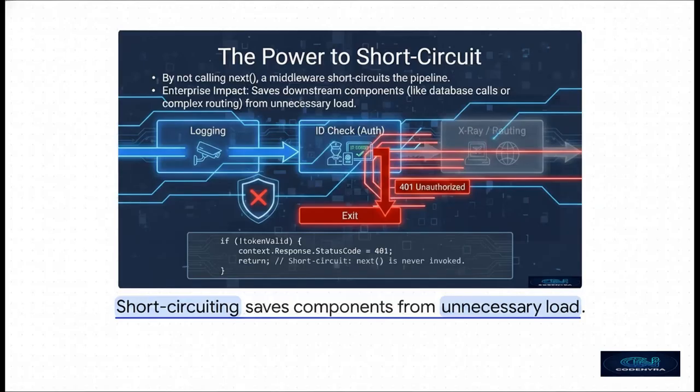And that third power, terminating the chain, is what we call short-circuiting, and honestly, it has a massive impact at the enterprise level. Take that ID check node we mentioned. If a user's token is invalid, the middleware just returns a 401 unauthorized status code and exits right there. No calling the next delegate. This saves all your downstream components, like complex routing logic or really heavy database calls, from having to process that unauthenticated load. It literally stops bad traffic right at the door.